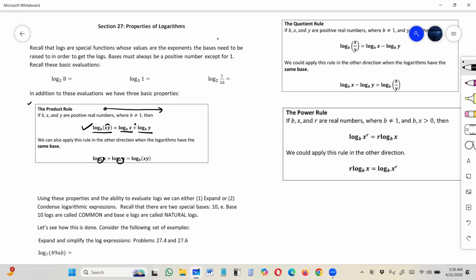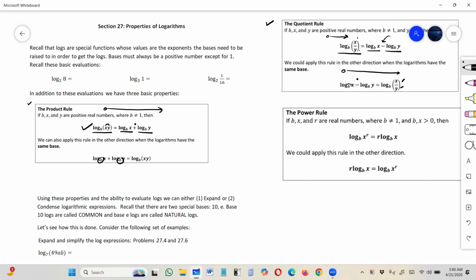All right. The second property is the quotient rule, which is pretty much the same as the product rule, but we have a minus in the middle. So the quotient rule going from left to right is: log of a ratio, x over y, is equal to log of the numerator minus log of the denominator. And if I'm going in the opposite direction, log of a difference is equal to log of the ratio, x over y.